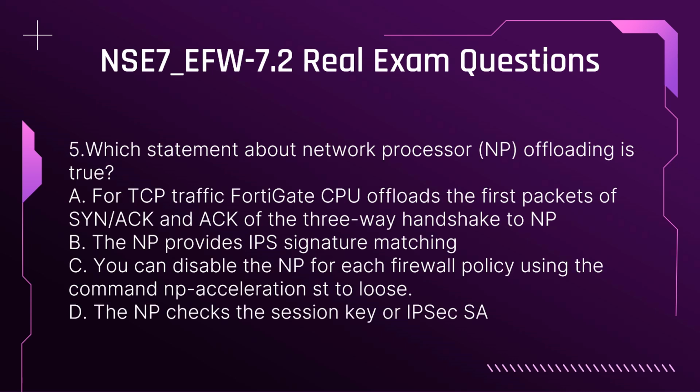5. Which statement about network processor (NP) offloading is true? A. For TCP traffic, FortiGate CPU offloads the first packets of SYN, SYN/ACK and ACK of the three-way handshake to NP. B. The NP provides IPS signature matching. C. You can disable the NP for each firewall policy using the command np-acceleration set to loose. D. The NP checks the session key or IPsec SA.